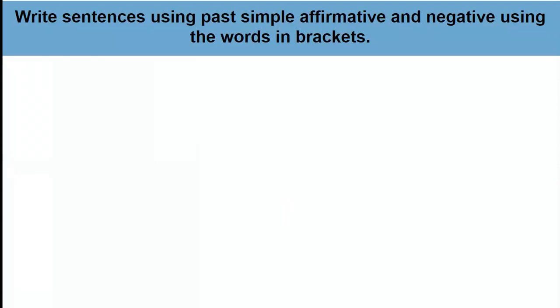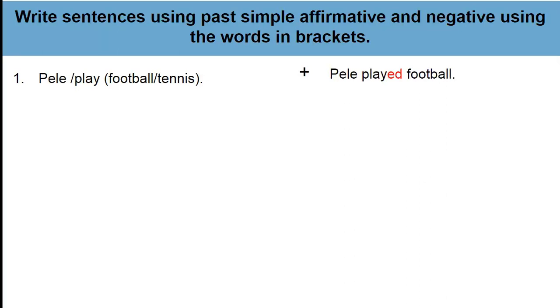Now let's have some more practice. So we will see sentences. Let's use them in affirmative and negative. We have a verb in the sentence and 2 options. So Pelé, play, football, tennis. We know that Pelé played football. And we know that he didn't play tennis.